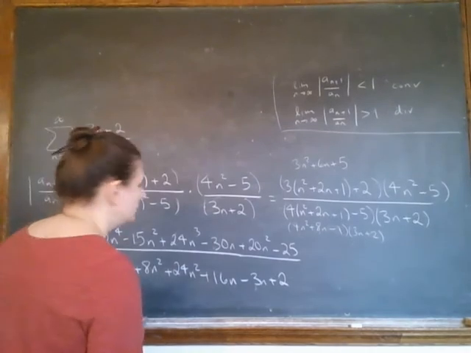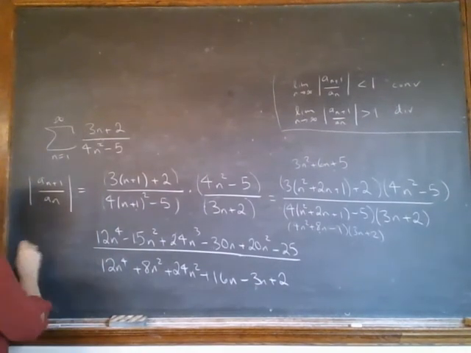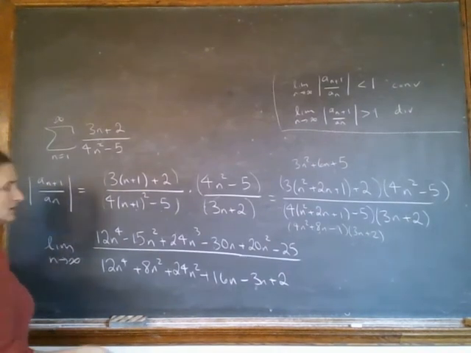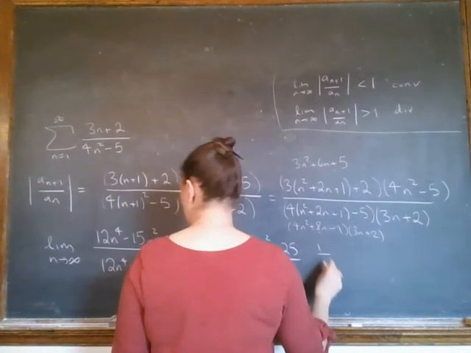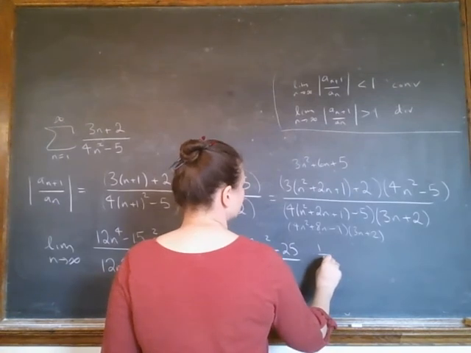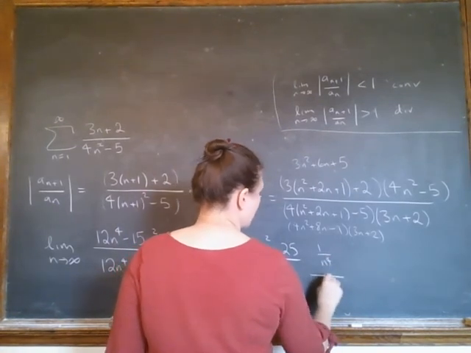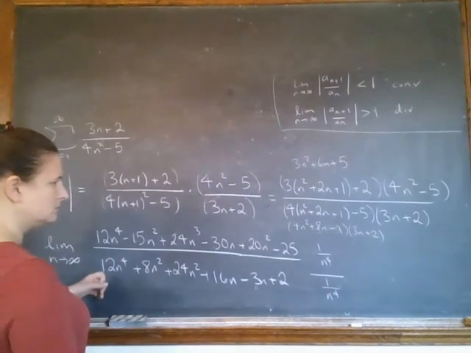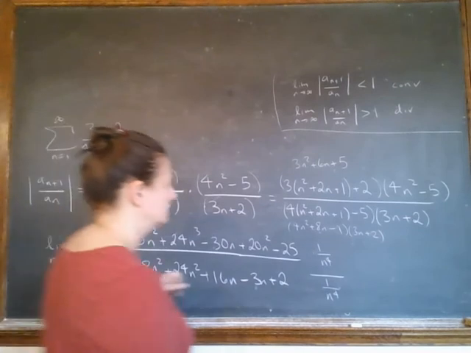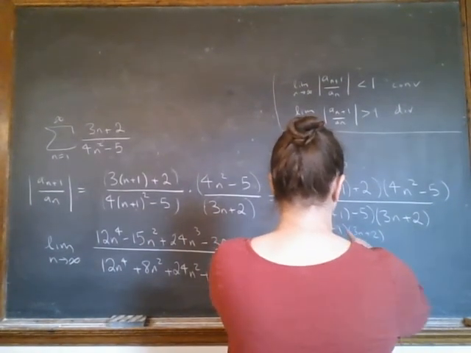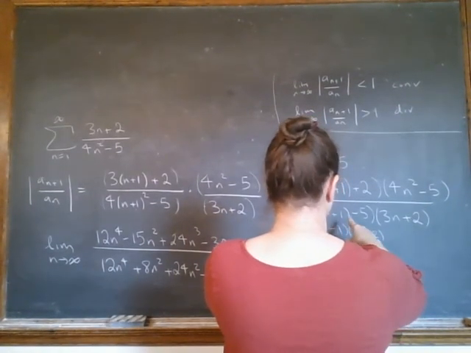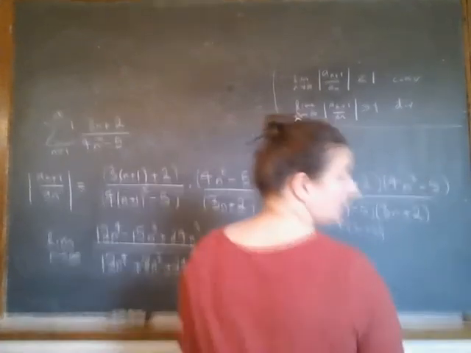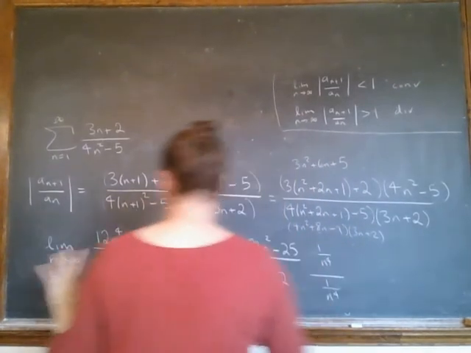Okay? So if I do the limit as n goes to infinity of this, what am I doing? I'm multiplying top and bottom by n to the 4th. Right? Because, wait a minute. What do I do? Something's wrong here. All right, we can fix it.